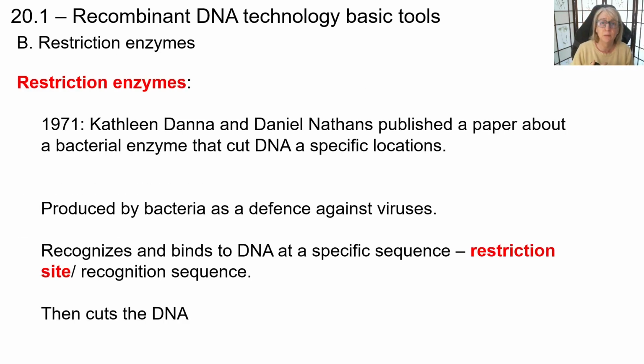So restriction enzymes were first introduced or understood in the 1970s. Dana and Nathans actually published a paper talking about an enzyme in bacteria that cuts DNA at specific locations. This is an enzyme that many bacteria already have inside of them. Its job is basically to identify plasmid or viral DNAs that don't belong and snip them up at various locations so that they're no longer functional. This is part of the bacteria's defense mechanism against different viruses.